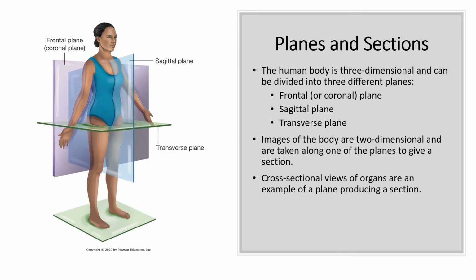The human body is three-dimensional, but it's going to be divided into three different planes. So you'll have a frontal, also called a coronal plane, the sagittal plane, and the transverse plane. So images of the body are going to be two-dimensional, and they're going to be taken along one of the planes to give a section. Cross-sectional views of organs are an example of a plane that produces a section.